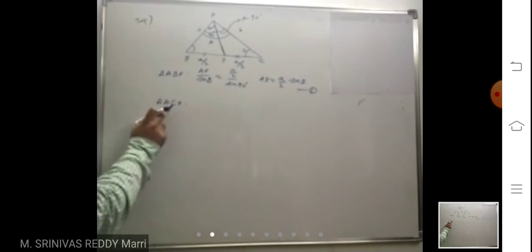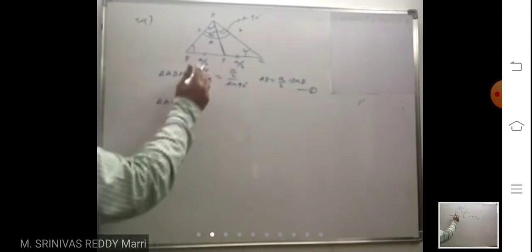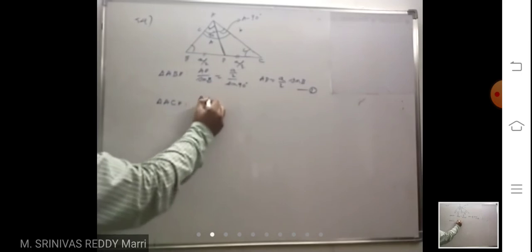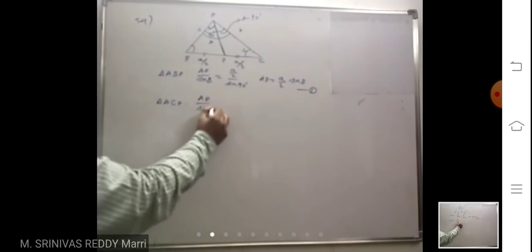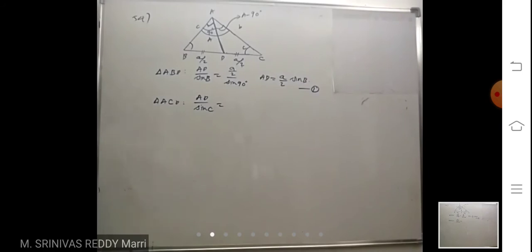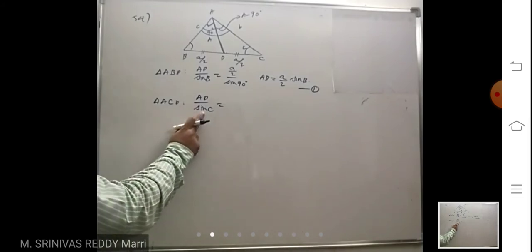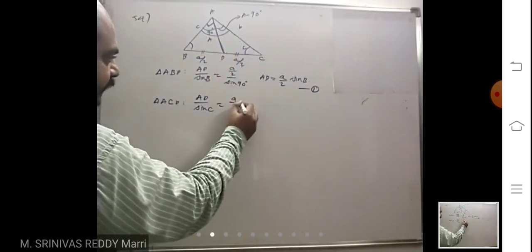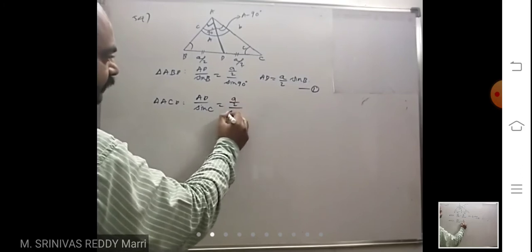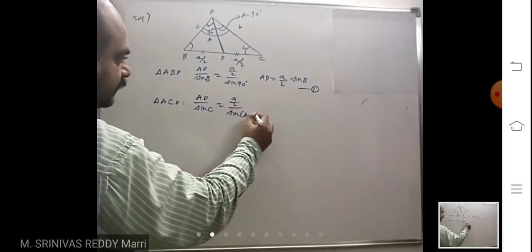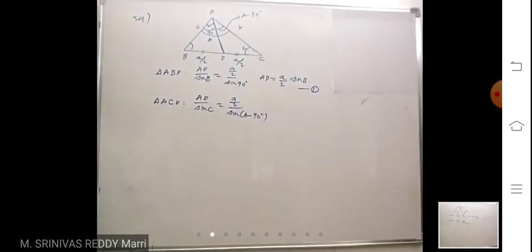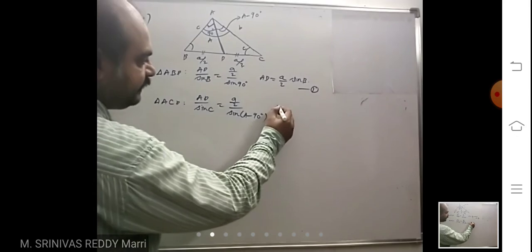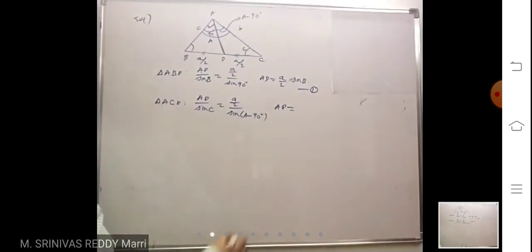Now I am applying the sine rule in triangle ACD. Look at here. AD divided by sine of opposite angle. AD divided by sine C equals a by 2 divided by sine of A minus 90 degree. From here I am calculating what is AD.